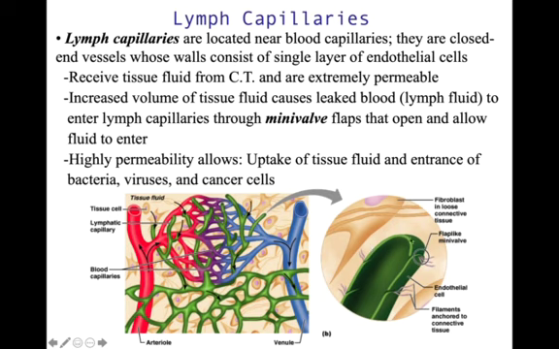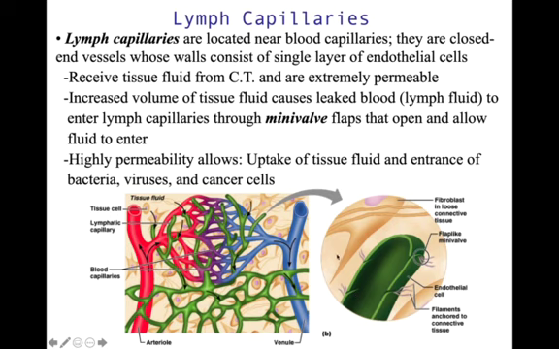How can a cell get in here? How can a microorganism get in here? How can leaked plasma proteins get in here if it's a closed-ended vessel? Well, the reason why lymph capillaries are so permeable is that they have these mini valves. Think of gills on a fish that open and close whenever the fish breathes. These little mini valves are like overlaps between the endothelial cells. So here's a mini valve here, there's one here, another here, another here.